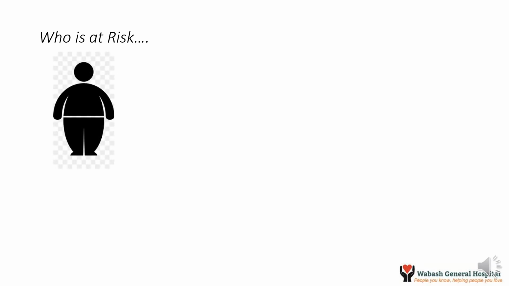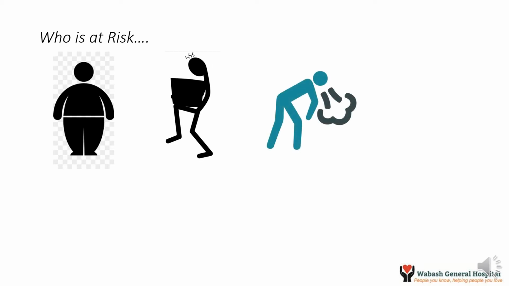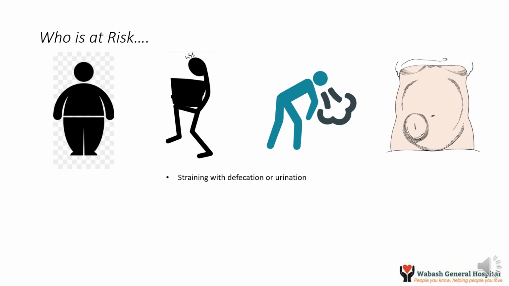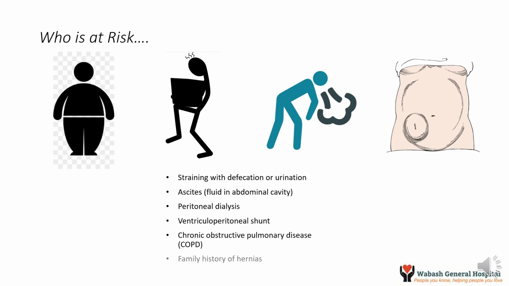So let's talk about who all are at risk for hernias. Any condition that increases the pressure in the intra-abdominal cavity may contribute to the formation of a hernia. These include the following: marked obesity, heavy lifting, chronic cough, prior surgeries, straining with bowel movements or during urination, fluid in your belly, history of dialysis through the abdomen called the peritoneal dialysis, history of shunts such as VP shunts, COPD, and family history of hernias.